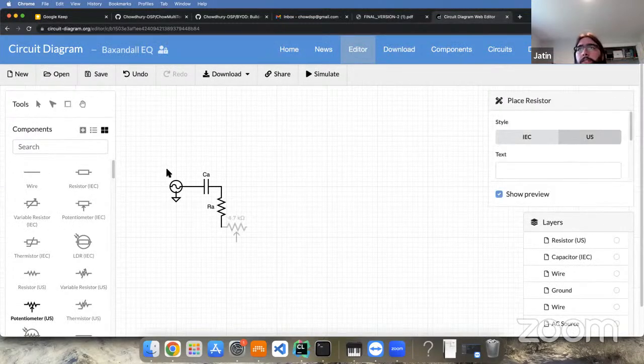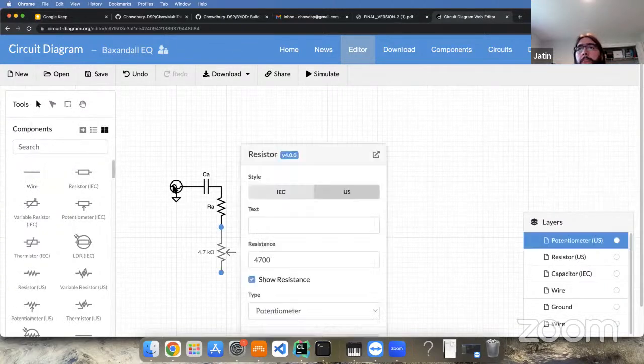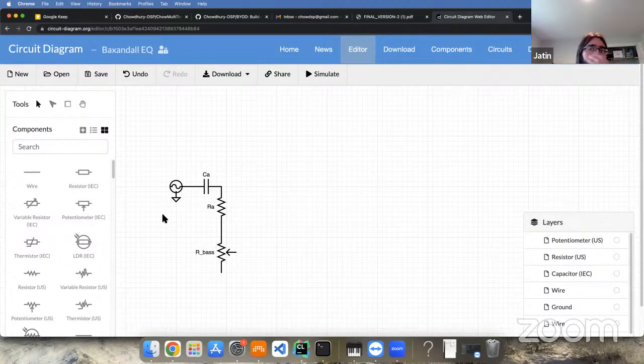Let's do PV first. So we've got a potentiometer here. We'll call this R base, since that corresponds directly to the parameter in the plugin. Cool. Yeah, that'll be fine. And then, yeah, that kind of matches with the naming I've been doing in the other schematics as well.